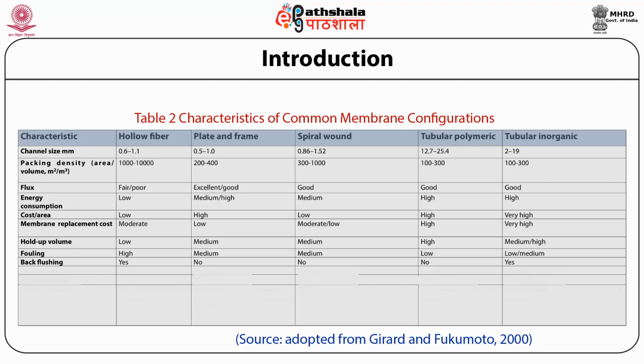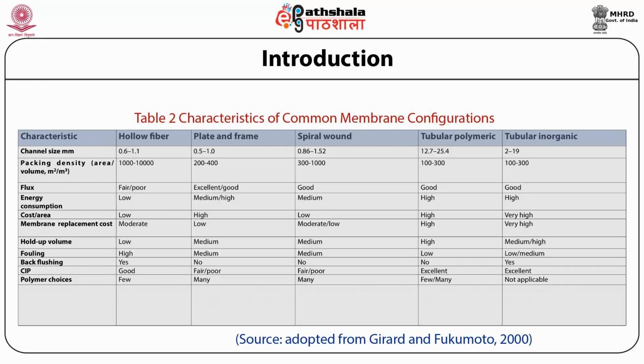CIP, that is clean in place, is good for hollow fiber. Plate and frame, no; spiral wound, no; tubular polymeric, no; but it is highly suited for the tubular inorganic membrane. Polymer choice: for hollow fiber few, plate and frame many, spiral wound also many, and few for tubular polymeric. There is no polymer used for the manufacture of tubular inorganic membrane, because these membranes are manufactured from mineral materials.